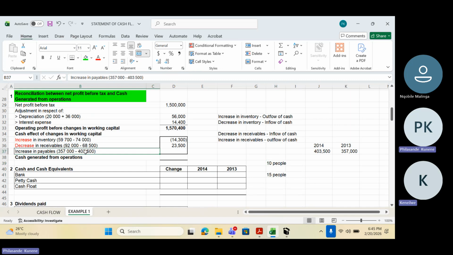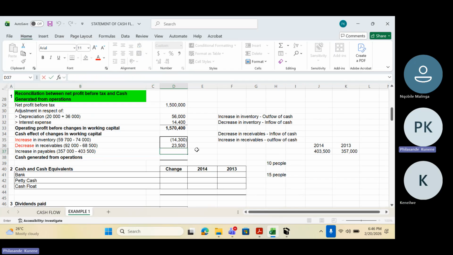So this increase in payables is going to be an inflow of cash, because it's like I received more cash from my creditors or borrowed more money, but in the form of trading stock. They gave me stock, then I'll convert that stock into cash. That is an inflow of cash for me. But did I pay anything to them? No. Exactly. So it's going to be an inflow of cash. Then for how much? Get 357 minus 43.